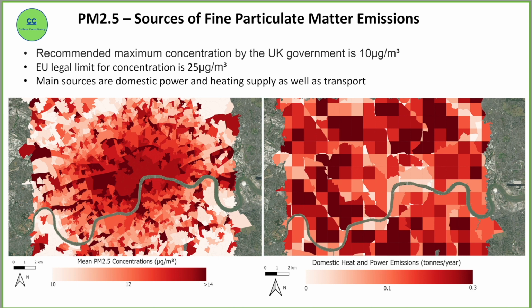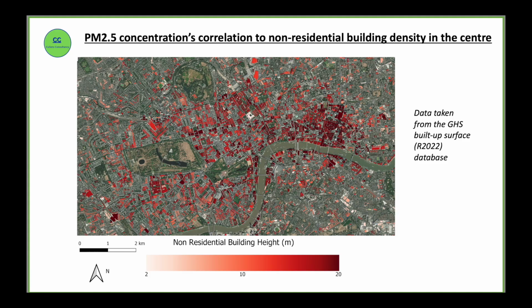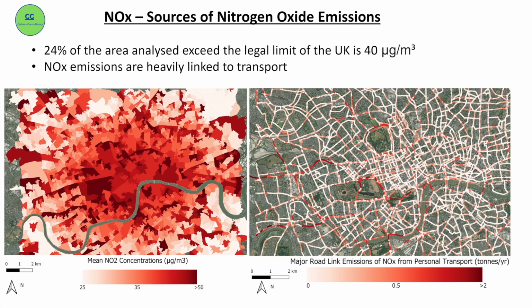Manipulating data provided by the London Atmospheric Emissions Inventory, it is possible to visualise that almost the entire area of London exceeds recommended guidelines for fine particulate matter, but does not cross the legal threshold. High proportions of emissions come from domestic and heat power supply. In areas where this is not the case, there is usually a correlation between fine particulate matter and non-residential building density, suggesting that offices and commercial units also contribute towards the emissions.